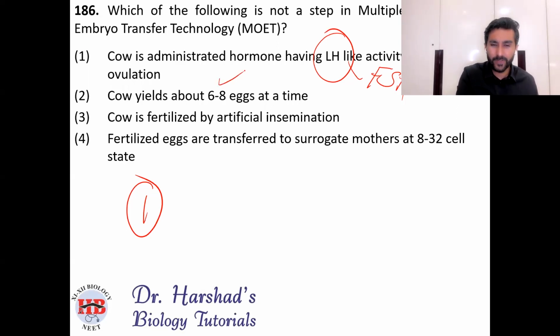The other statements about 6 to 8 eggs, artificial insemination, and 8 to 32 cell stage are correct. They have told you to find out the incorrect statement. Option number 1 is the answer.